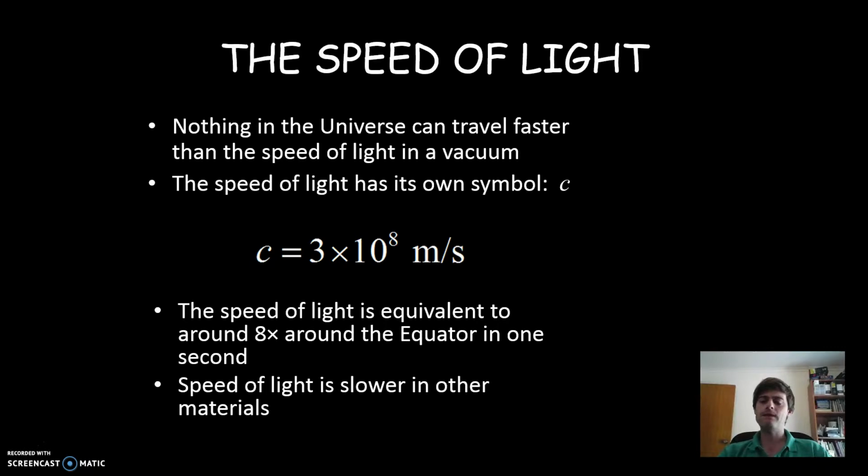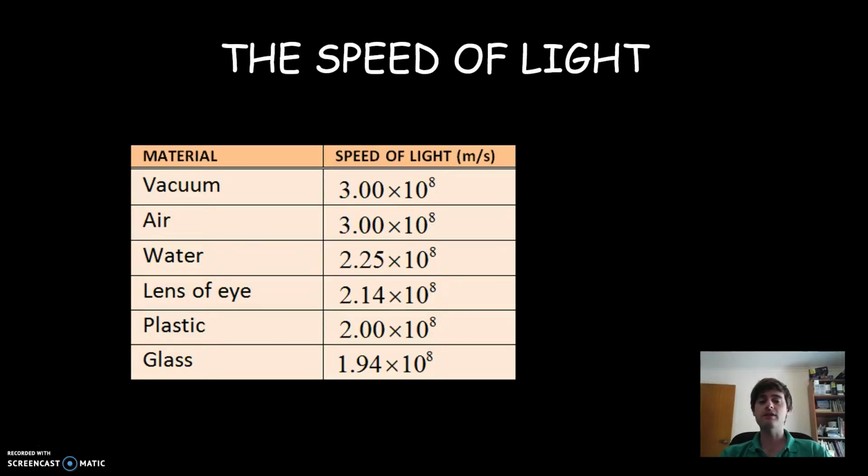Now, speed of light in other materials will be slower. So for example, in water, it's about 2 times 10 to the power of 8, but still quite quick. And then here we've got a little table that shows the speed of light in a number of different materials. So you'll see for vacuum and air, it's 3 times 10 to the power of 8 for both. In reality, light is a little bit slower in air, but it's so close that when you take it to 3 significant figures like we've got here, you don't observe any difference. And then as we go down through progressively thicker materials or denser materials, we'll see that the speed of light drops off. So glass is the densest material, therefore it has the lowest speed of light.